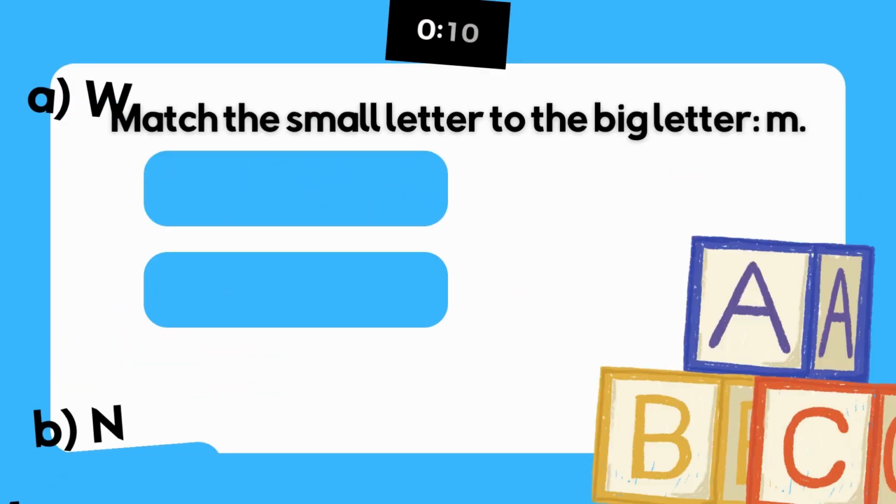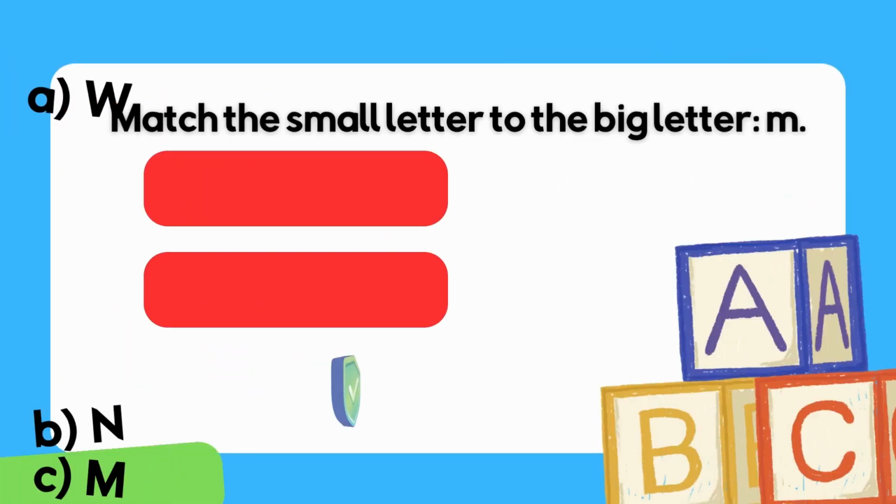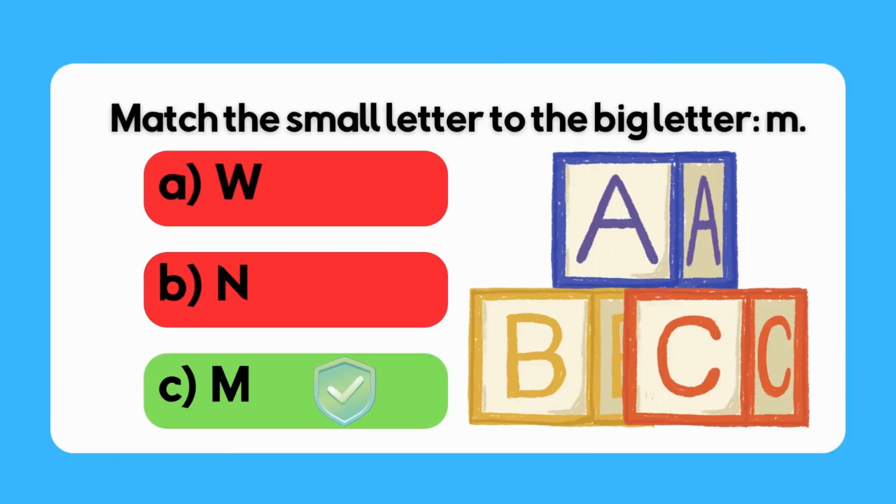Number 7. Match the small letter to the big letter. M. L, N, O, N, N, O, M, O, P. Awesome. M.